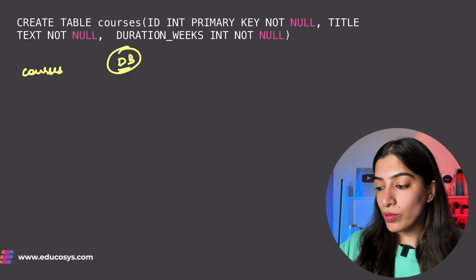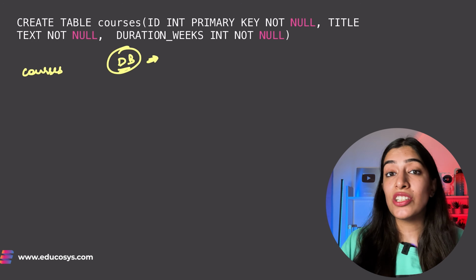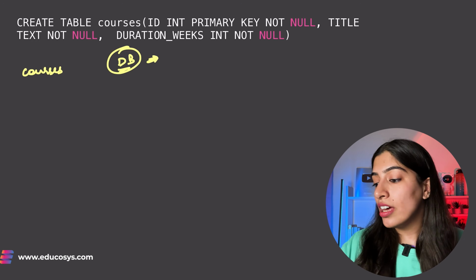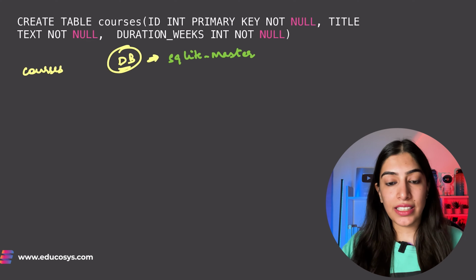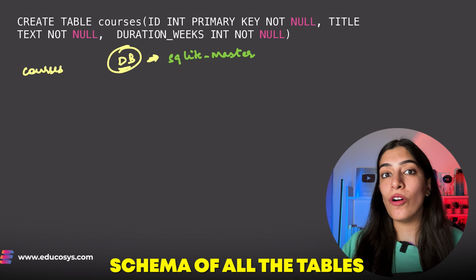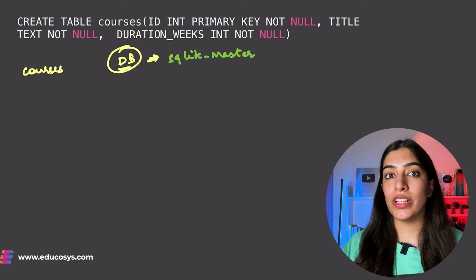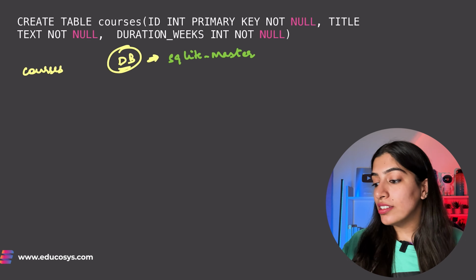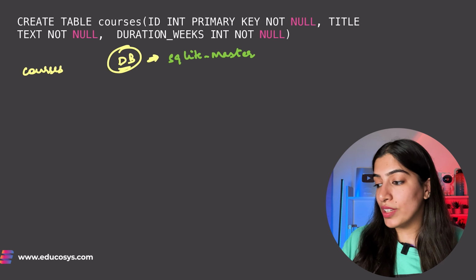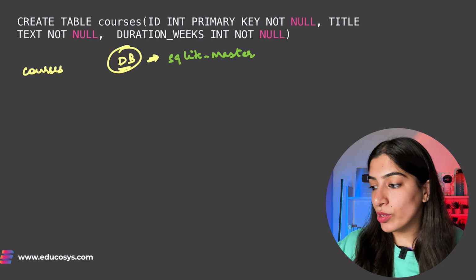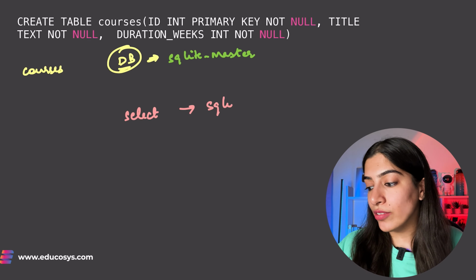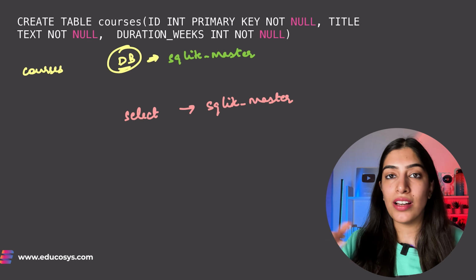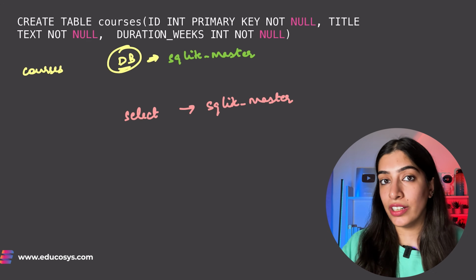For that, there is another special table that is created in SQLite, which is called SQLite master. This is a special table that has the schema of all the tables, indexes, triggers, views that are created. I will actually show you. The first statement that is supposed to be run is the select statement. We are going to run a select query on SQLite master and see what are the present tables and indexes, what are their schema, is there any table or index with the name courses already or not.